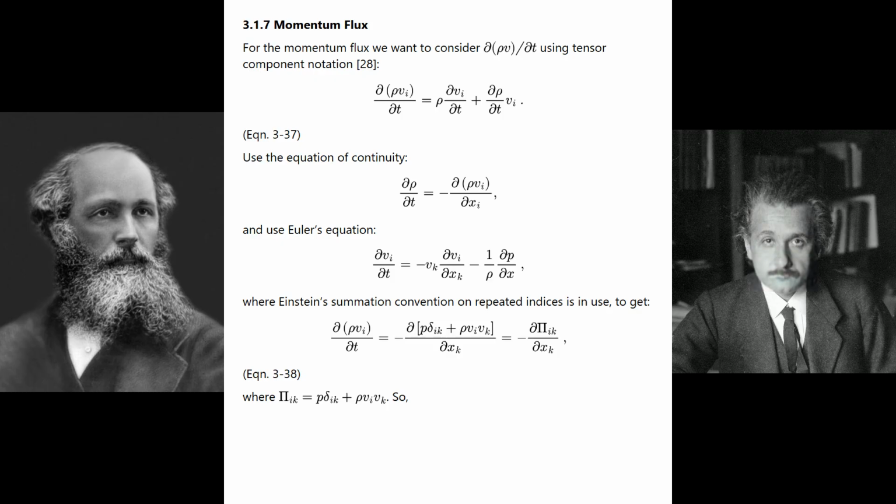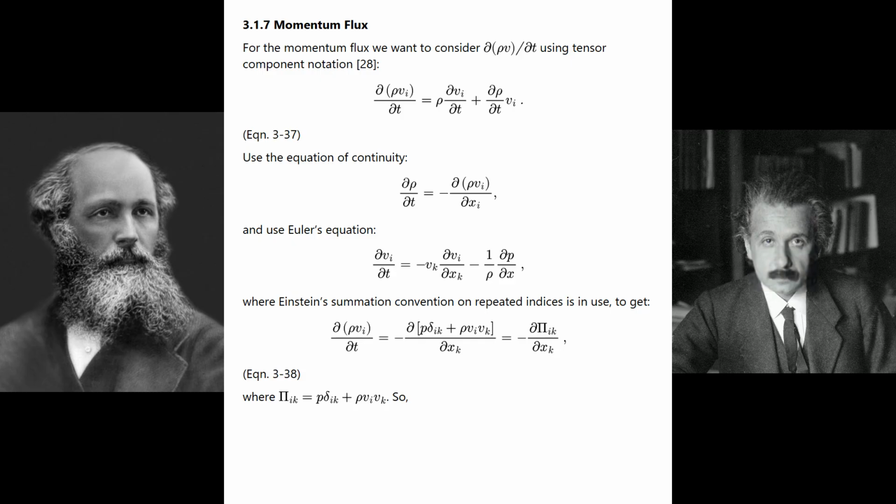3.1.7 Momentum flux. For the momentum flux we want to consider the partial derivative of rho v with respect to t using tensor component notation. See equation 3-37. Use the equation of continuity. See the next equation. And use Euler's equation. See the next equation. Where Einstein's summation convention on repeated indices is in use, to get.